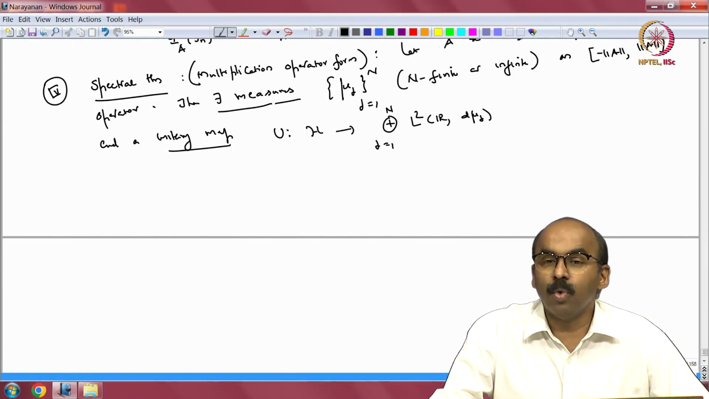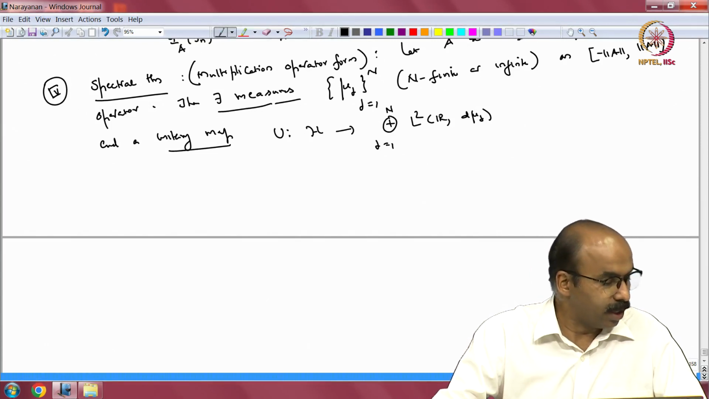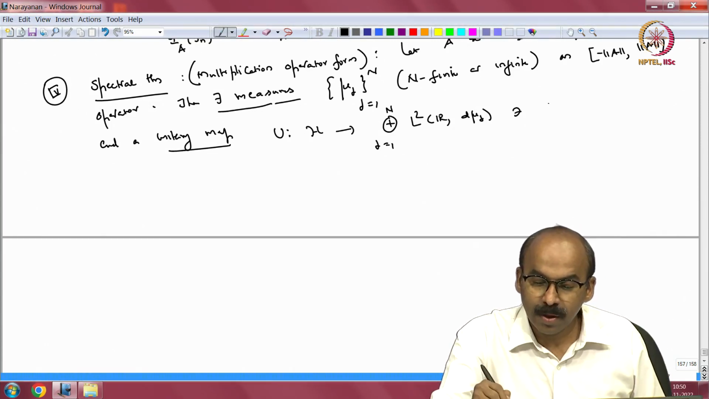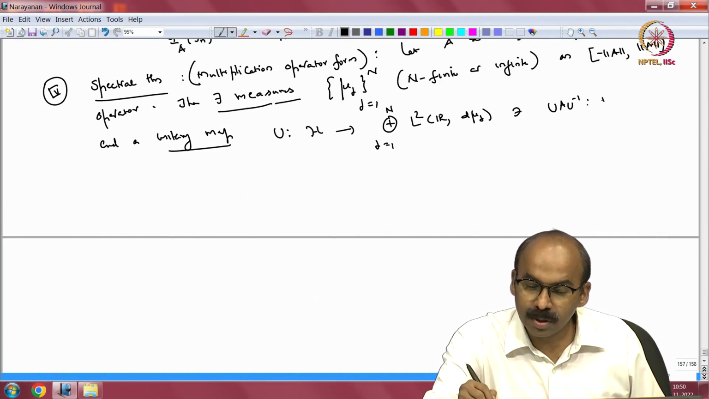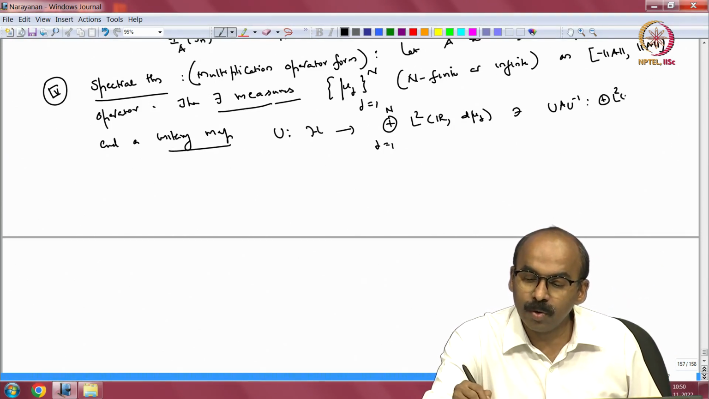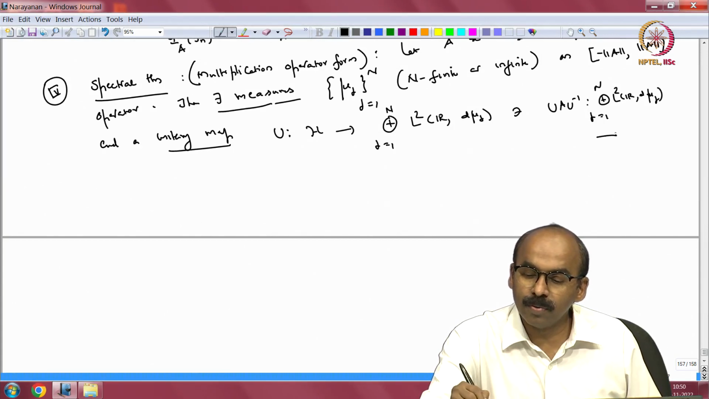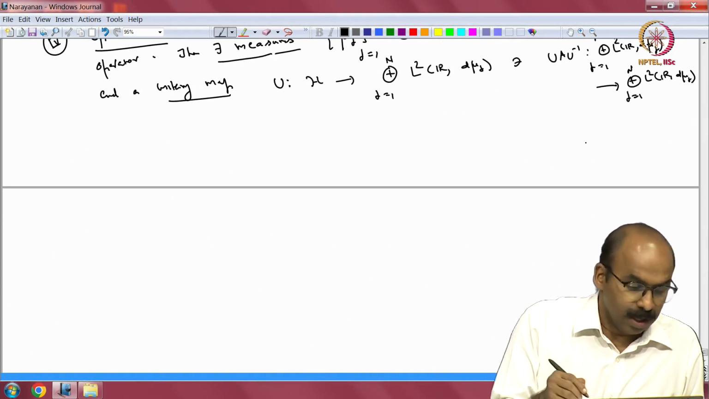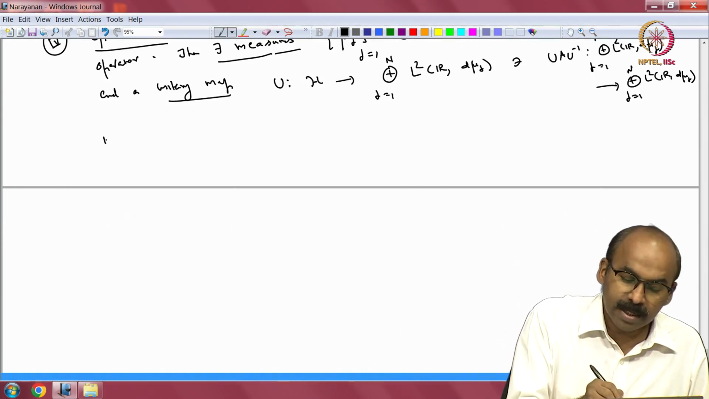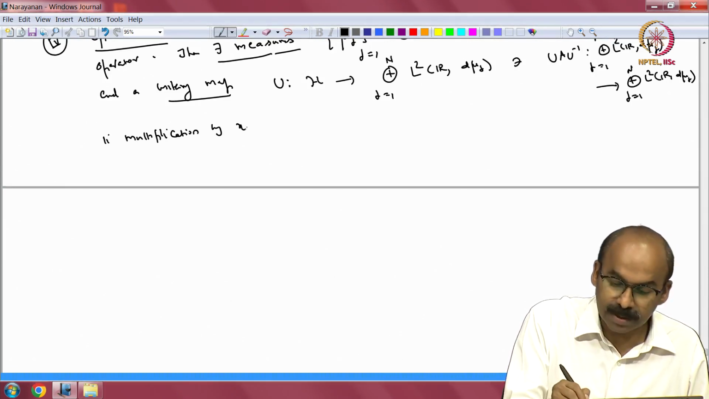It transforms A to a multiplication operator on these L2 spaces, such that U A U inverse is a map from the L2s to itself. So, direct sum j equal to 1 to n of L2 of R d mu j, where n could be infinite also, remember, to the direct sum j equal to 1 to n of L2 of R d mu j. Now it is a map between two concrete L2 spaces, such that U A U inverse is multiplication by x.